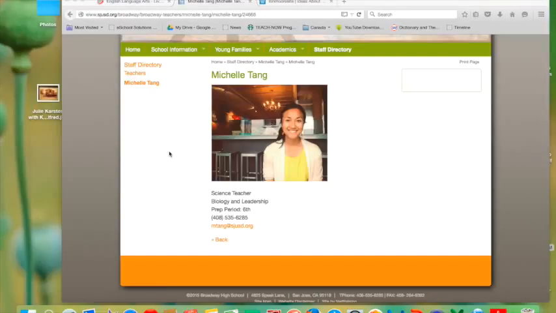The second lesson I'm going to talk about is a science lesson that I observed. The teacher is Michelle Tang, and she's a science teacher at Broadway High School. The lesson was well planned out. She had the standards written on the board.